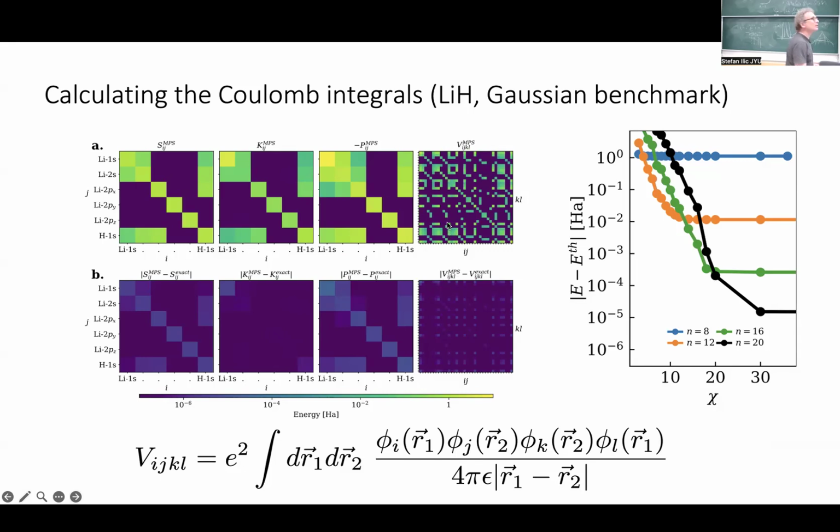Actually using Gaussians because we needed something to compare to. Now we can actually redo these things for other orbitals that are not Gaussian, but here we just compared with an analytical solution of the Gaussians, and the fact that everything is blue on this line means that we could actually calculate these things with the precision we want.